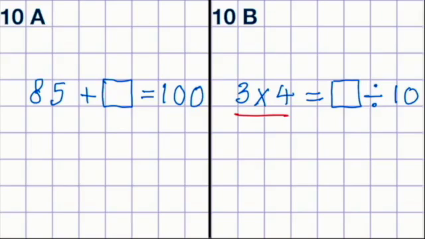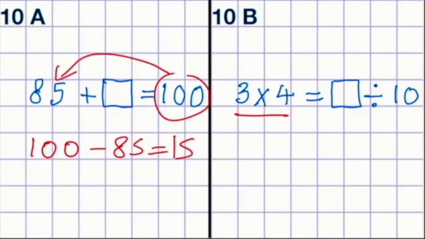Okay, so 85 add something is 100. Well, if we do 100 subtract 85, we get 15. So that's how you do it. You do this, subtract 85, and you'll get your answer. And then if you check, 85 add 15 is 100. You always check your answer.